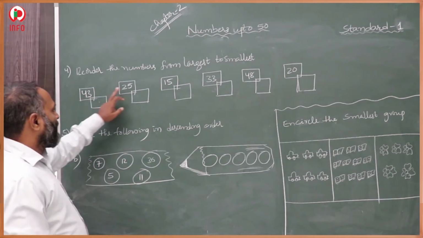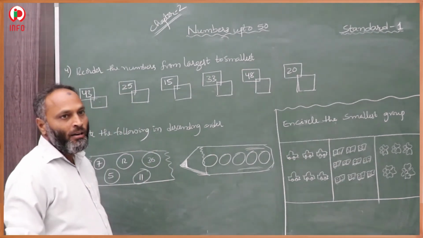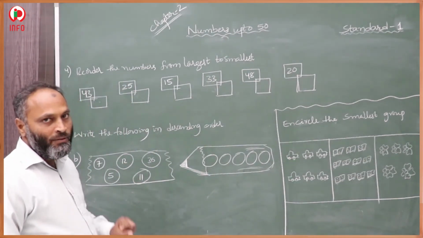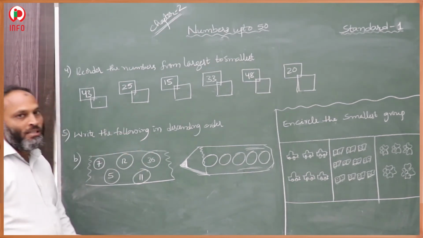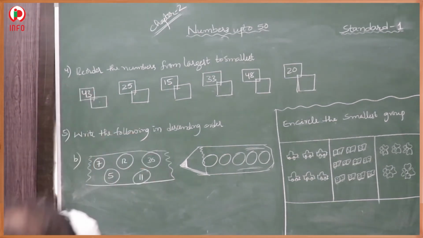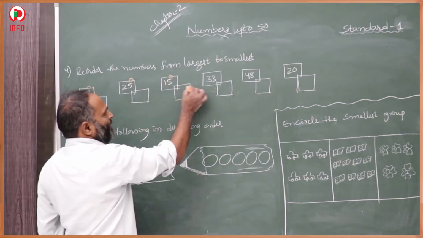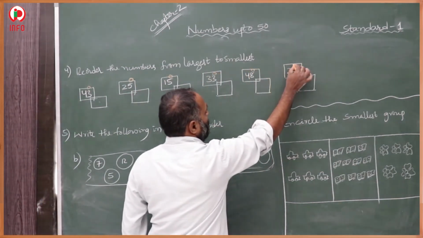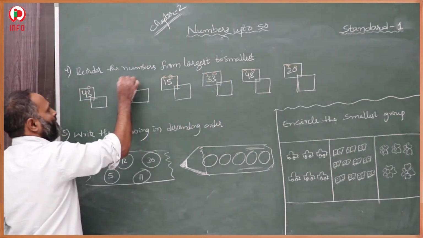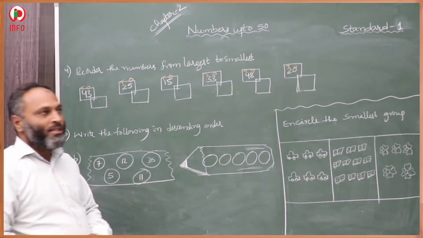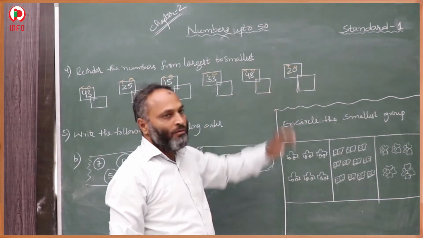First 43, 25, 15, 33, 48, 20. These are all double digit numbers. So we have to identify which one is smaller. We go for ones place, the unit place. Here are ones places, and these are tens places. Now we check tens place first: 4, 2, 1, 3, 4, 2.